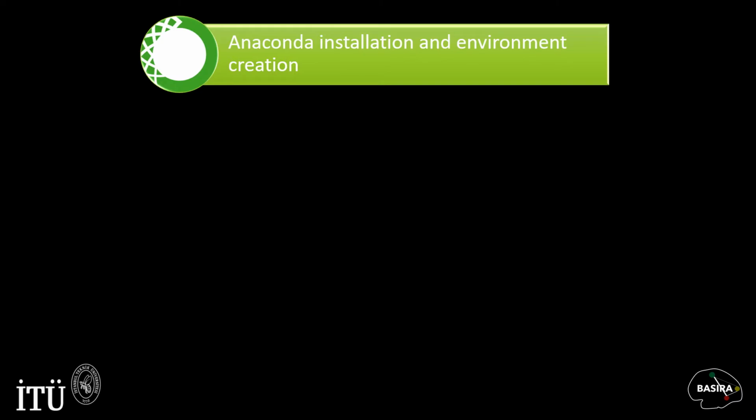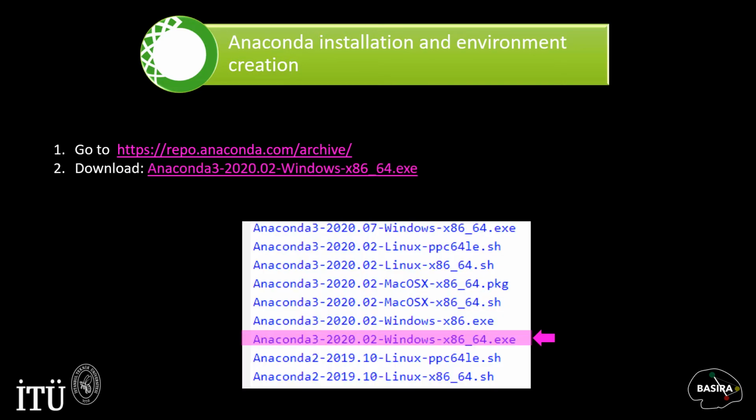In this step, you will download Anaconda from the following website. The web page will appear like this. Choose the distribution dedicated to your operating system and click on the link to download it. For example, in my case, I downloaded Anaconda 3 for Windows as I have a Windows operating system.